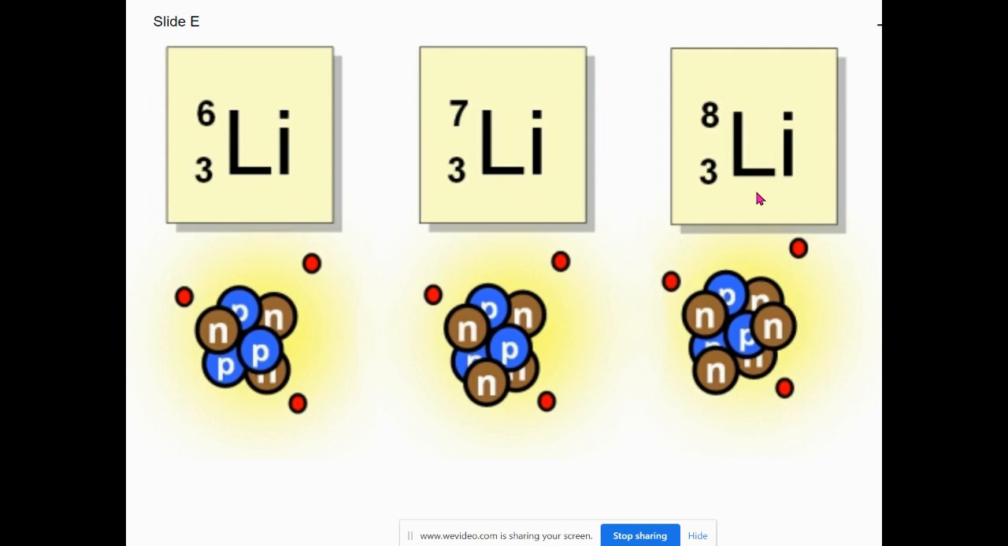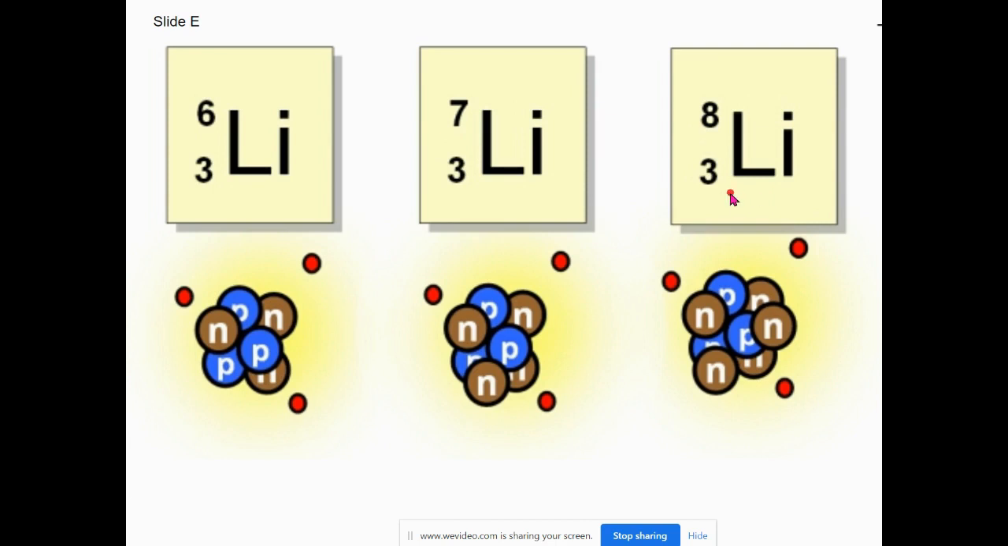So anytime we have two atoms that are the same element, they have the same number of protons, but they have different numbers of neutrons in the nucleus, then those are considered isotopes. I want you to think about isotopes as different versions of the same type of atom or element.